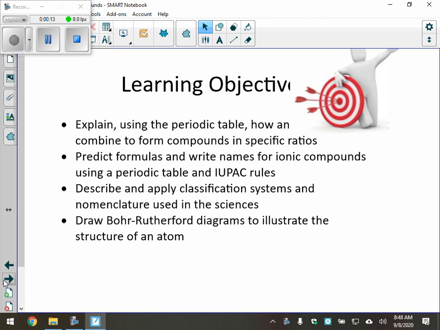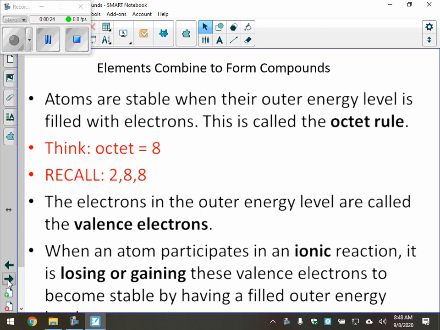Today we're going to talk about ionic compounds. We're going to predict formulas and write names for ionic compounds. And we'll draw some Bohr-Rutherford diagrams as well for that. Now, you're going to have to fill in a few notes here, so you're going to have to pay attention a little bit.